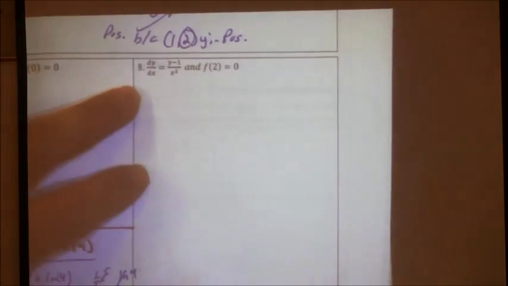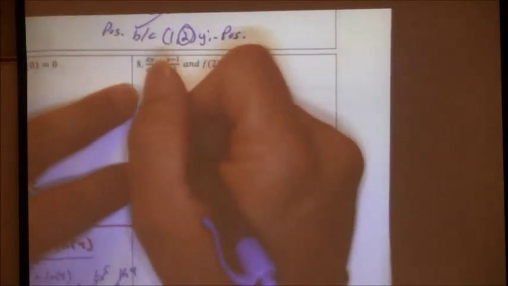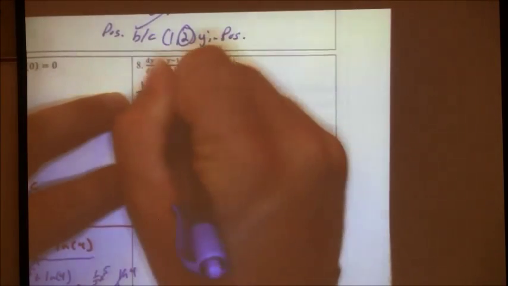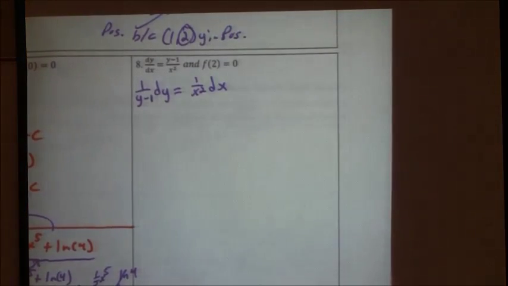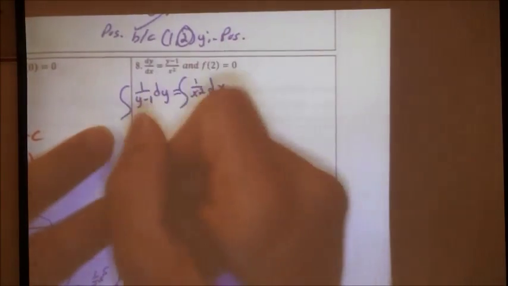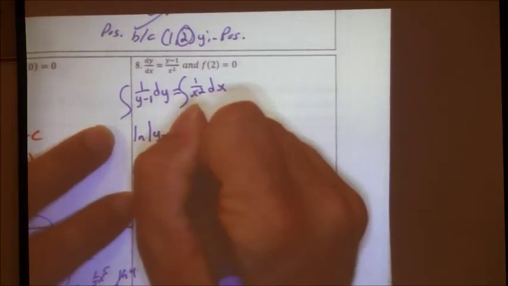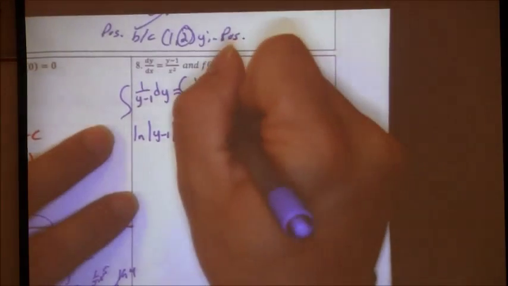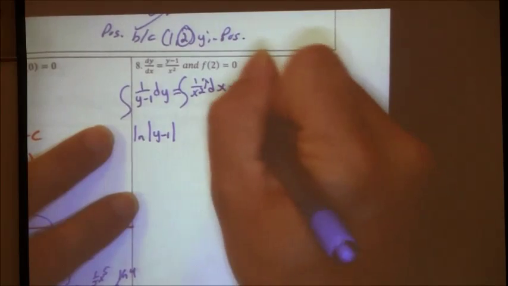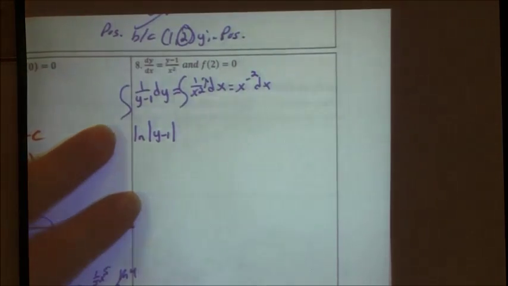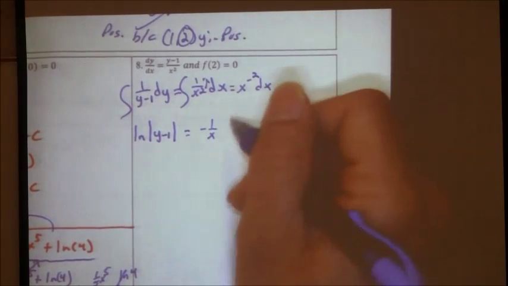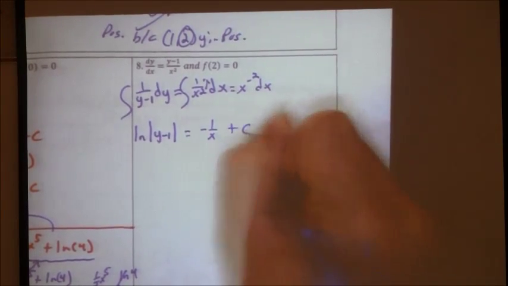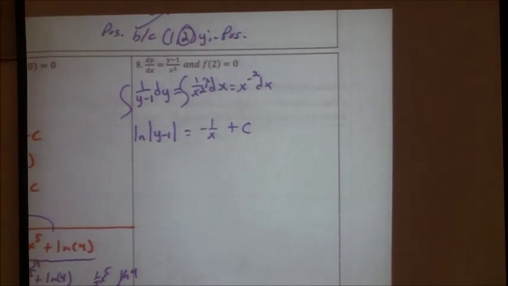Alright, what did y'all end up with here when you separated it? 1 over y minus 1 dy equals 1 over x squared dx. That's what you should have ended up with. When I integrate this side, I get ln the absolute value of y minus 1. This guy, we could send him up, so he could be x to the negative 2, and then make it easier to integrate. So I think you end up with negative 1 over x plus c, or negative x to the negative 1.